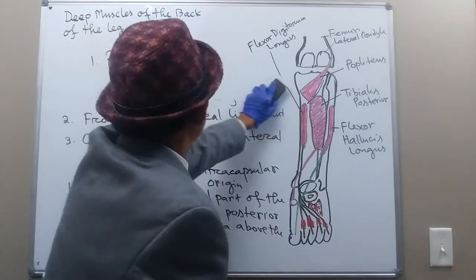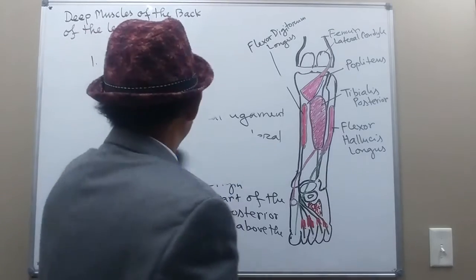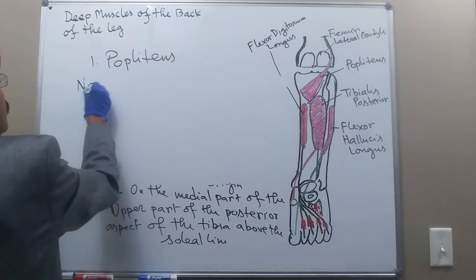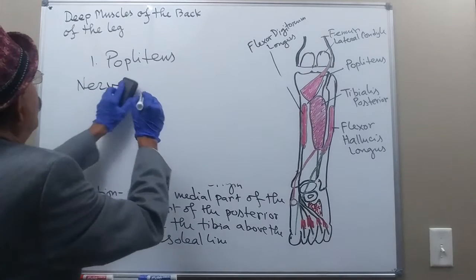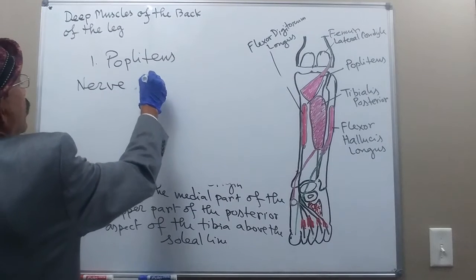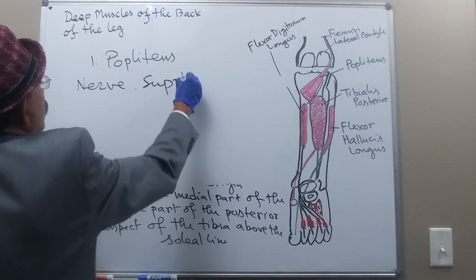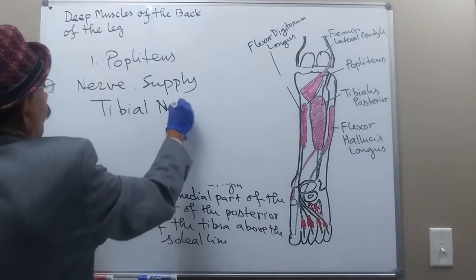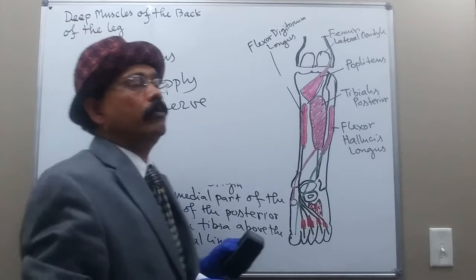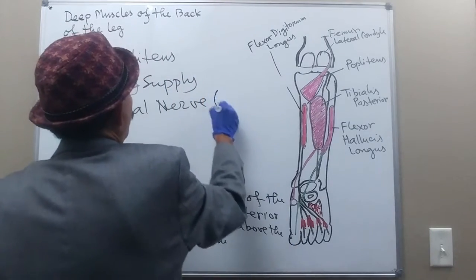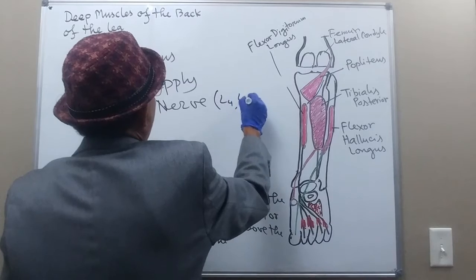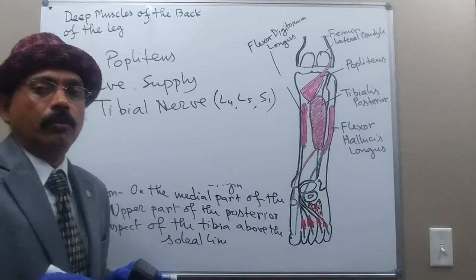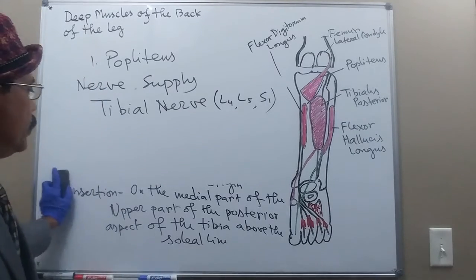Now we go to the nerve supply. Like other muscles of the back of the leg, the nerve supply is easy to remember. That is the tibial nerve. What is the root value? L4, L5, and S1. We got the nerve supply of the Popliteus.